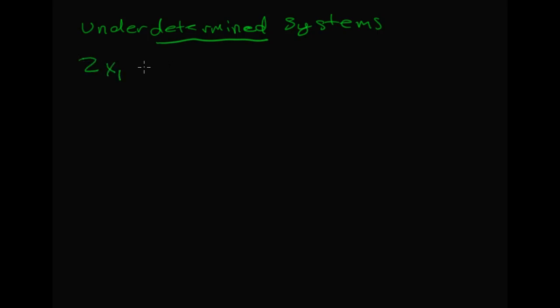So if I have 2x1 plus 4x2 minus 2x3 is equal to 0, those aren't exponents, and 3x1 plus 5x2 is equal to 1. This is what we call an underdetermined system because there's an insufficient number of equations to match the number of variables. This thing has 3 variables but only 2 equations. So this is going to cause some problems when we work out the Gauss-Jordan.